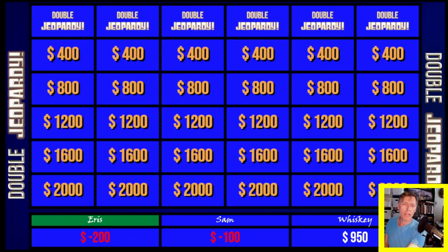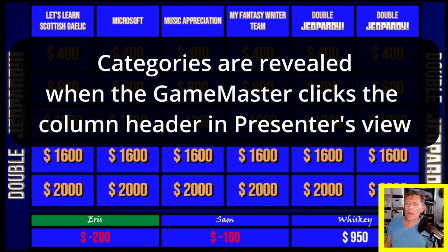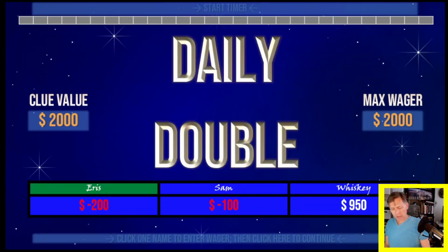And we can reveal our categories. Let's learn Scottish Gaelic, Microsoft, Music Appreciation, My Fantasy Writer Team, That Island is Ours, and finally, Thespian O in quotation marks. So Eris makes her selection. So let's say just for kicks, Eris chooses let's say Music Appreciation for 2000. And Eris gets the daily double.